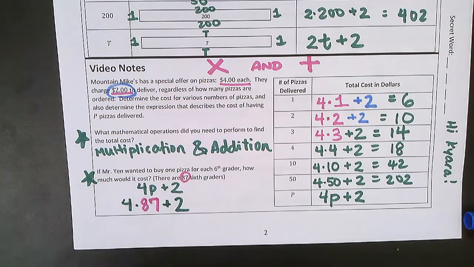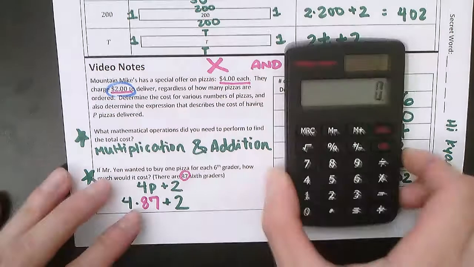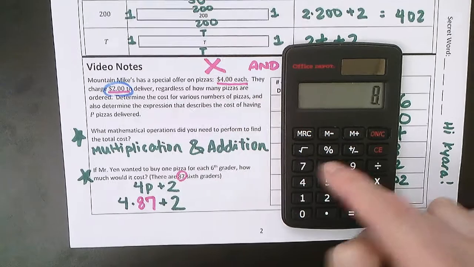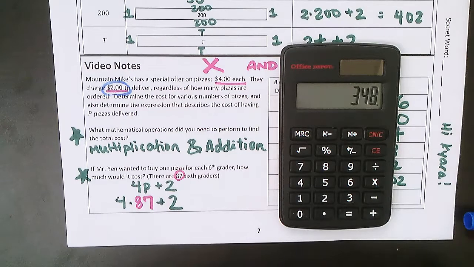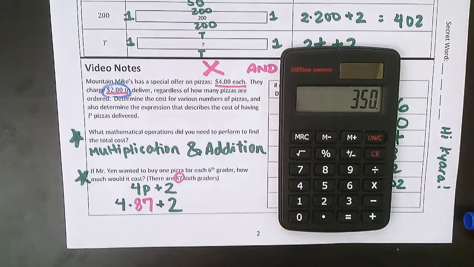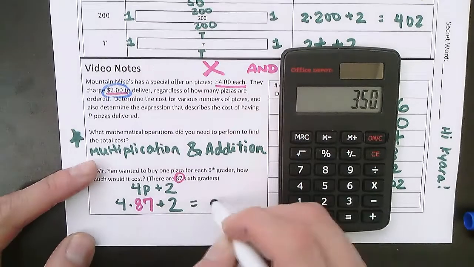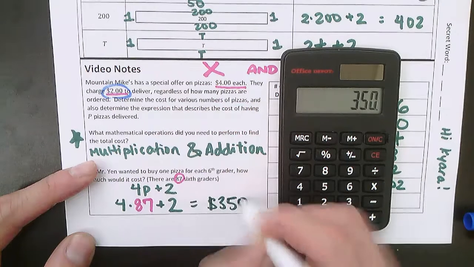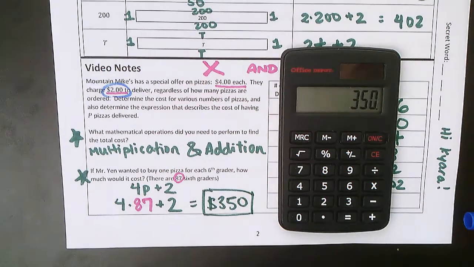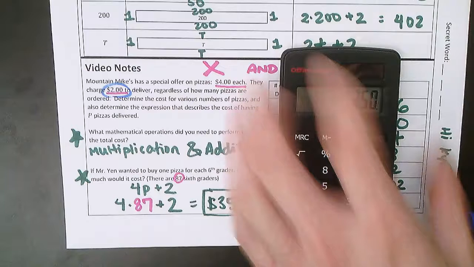And you can use a calculator. I'm going to grab a calculator real quick. Okay, let's check it out. We can do 4 times 87, which is 348, plus 2, which would give me 350. So all this is going to be equal to $350. If you got that all on your own, 3 gold stars for you.